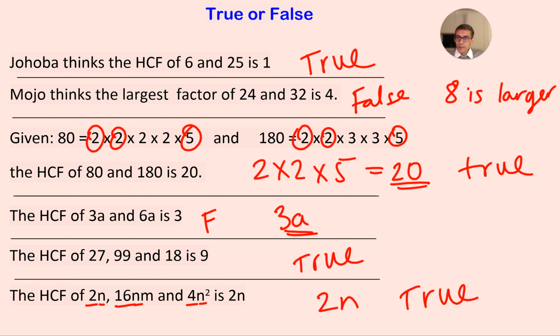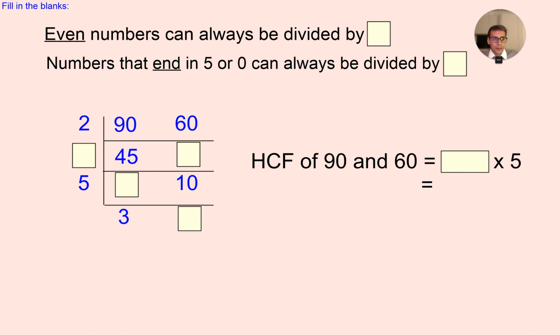Okay, so let's do a fill in the blanks. Have a go with this, pause the video. Okay, so I'm going to show the answers now. Even numbers can always be divided by 2, and numbers that end in 5 or 0 can always be divided by 10. So here we're dividing 90 by 2 to get 45. 60 divided by 2 is going to give you 30.